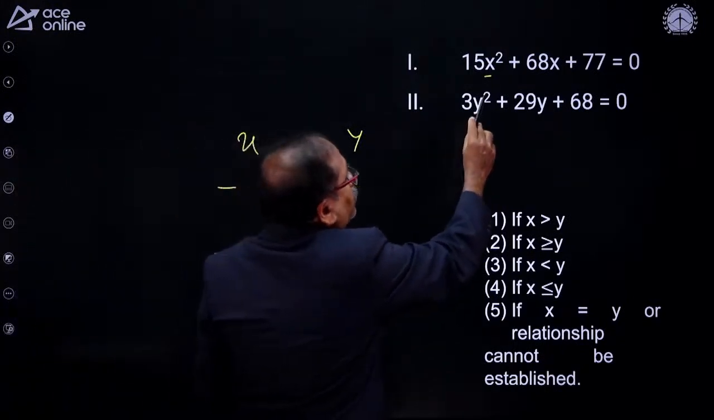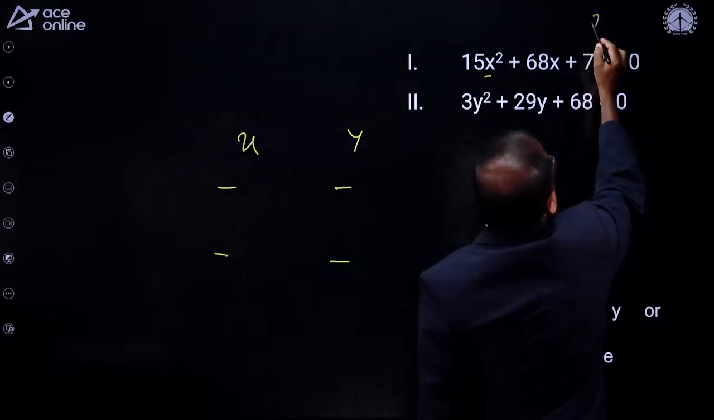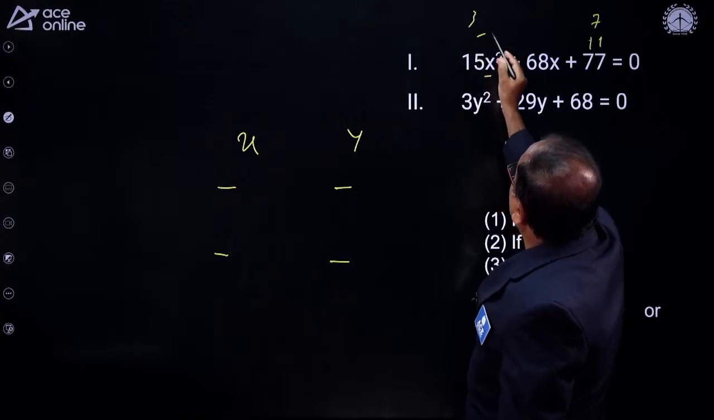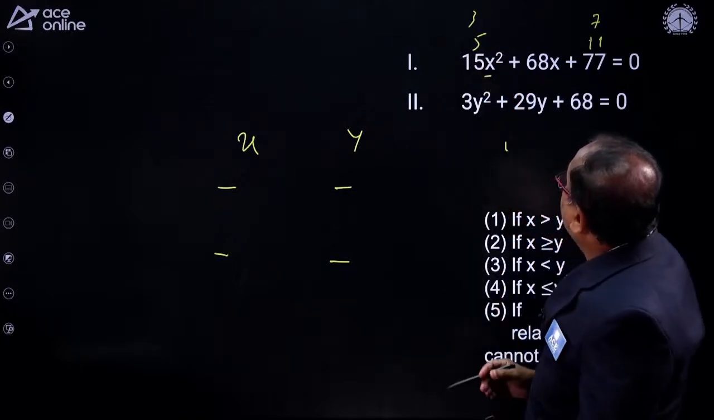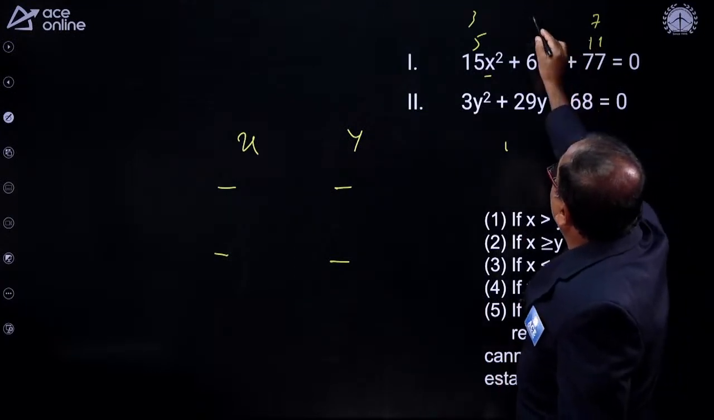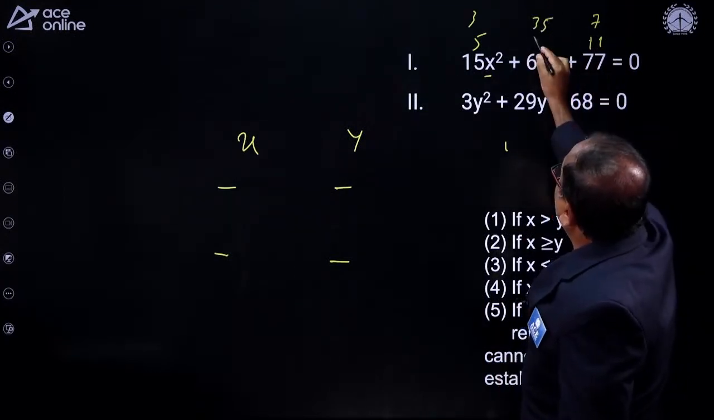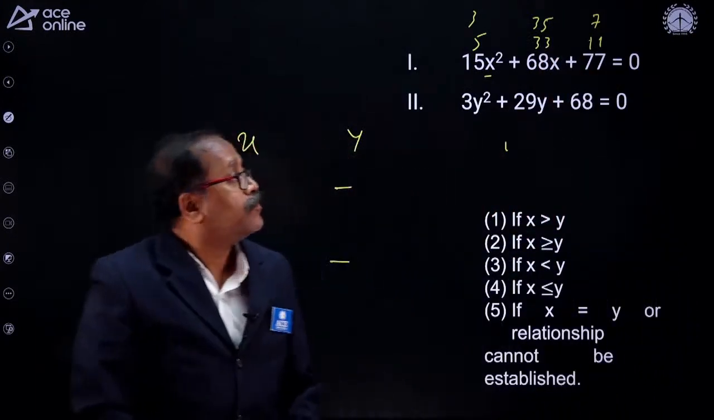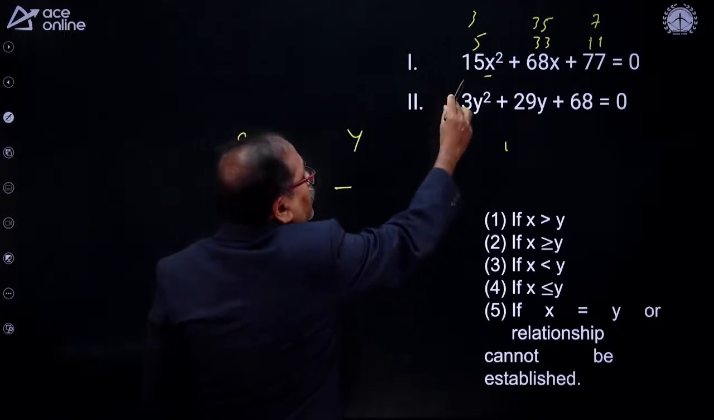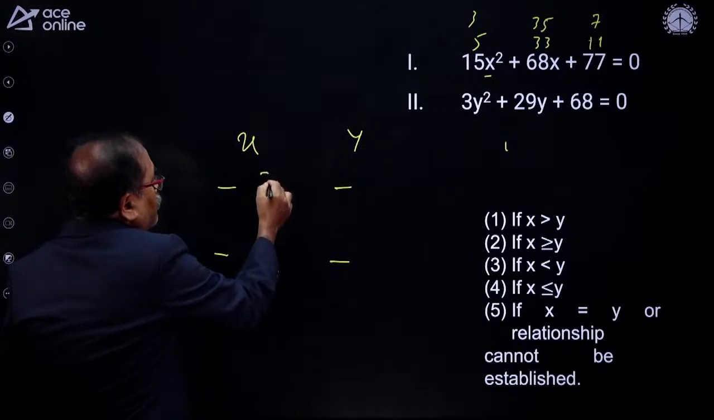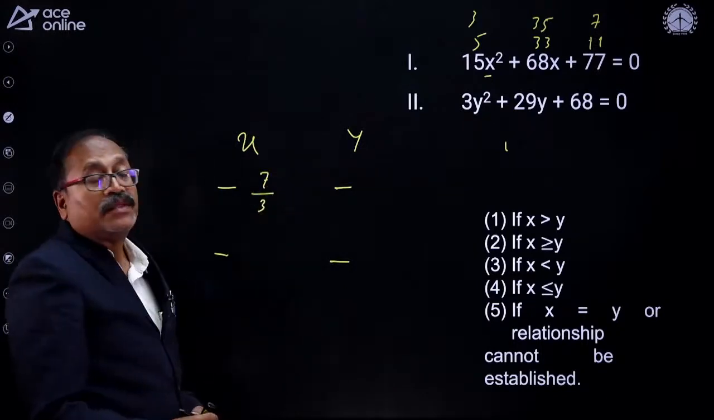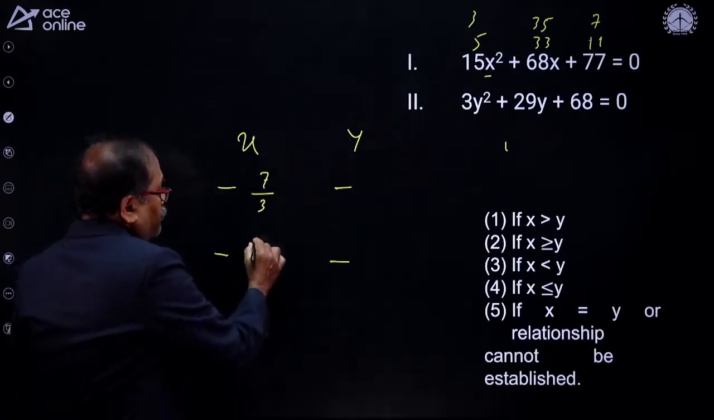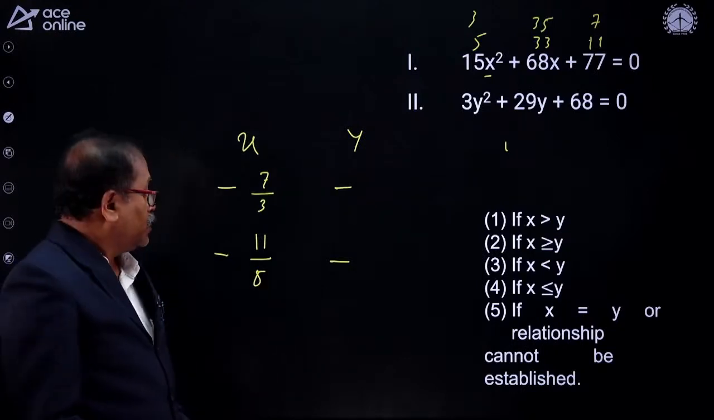Now you notice that here I can break this number as 7 and 11, and this number can be written as 3 and 5. Right? So when I take that, 7 into 5 is 35 and 11 into 3 is 33. Then I get the sum 68. Now 35 divided by 15, I get 7 by 3. My first number is 7 by 3. The second number is 33 divided by 15, that is 11 by 5. Hope it is clear.